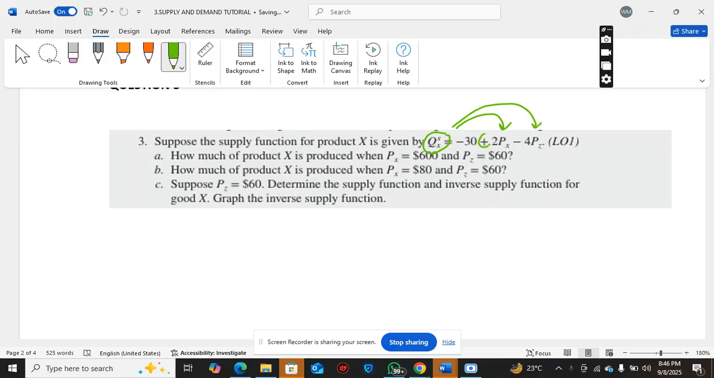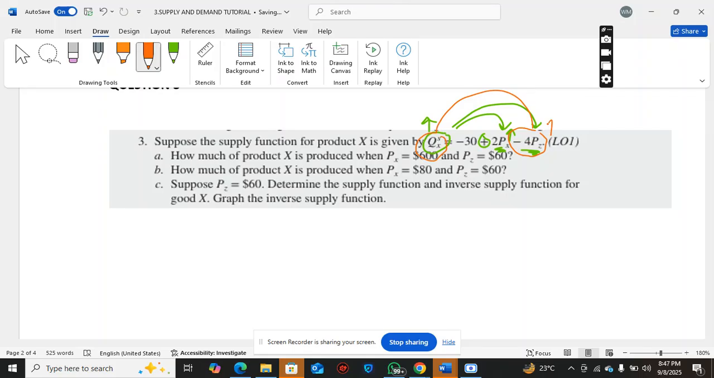Since we have a positive sign here, it means if the price of good X goes up, producers and suppliers of good X will supply more. Price of good X goes down, they'll supply less. That's if we hold Pz constant, if we're just focusing on the relationship of quantity supplied and the price of good X. And if we hold Px constant and we look at the relationship between Pz and the quantity supplied of good X, we can see a minus sign here.